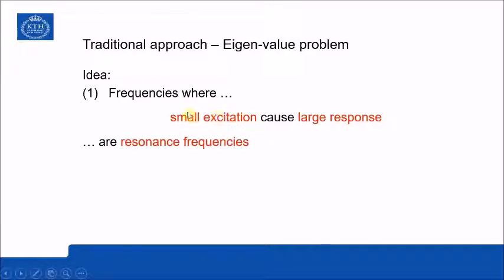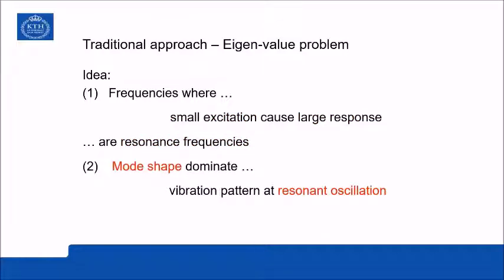So the idea here is that we actually want to get information about frequencies, excitation frequencies, for which small excitation amplitude will give a large amplitude response. Because these are the resonance frequencies which are related to the poles of the system. Secondly, we know from experience that the mode shapes, the characteristic vibration patterns, will be dominant at resonant oscillation. So the eigenvalue problem tries to make use of these two ideas.